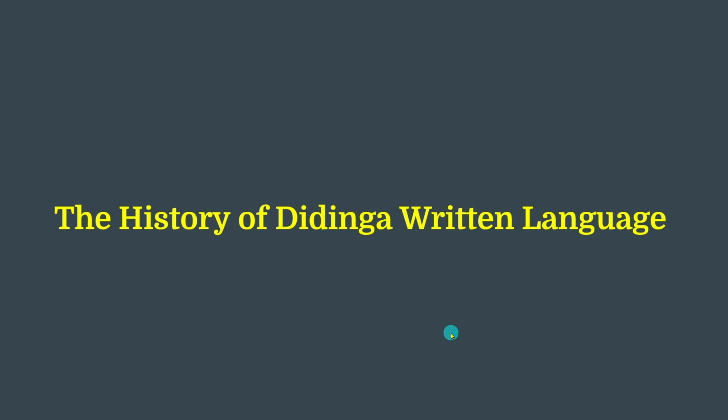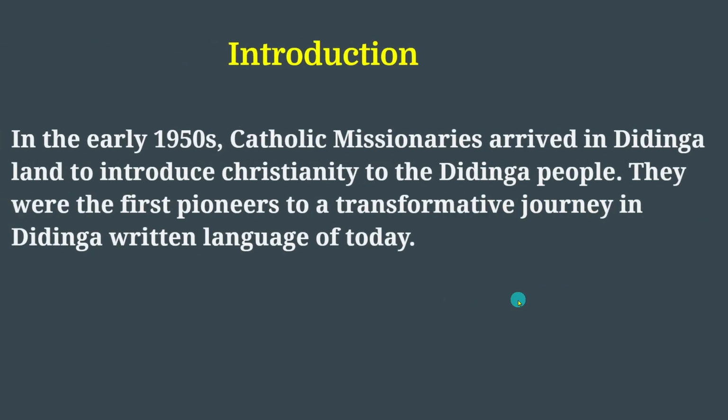Before I dive into the actual teachings of how to write the Didinga language, I want to talk about the history of the Didinga written language, how it came about to be written using the English alphabet. In this introduction, I want to let you know that the English alphabet that we use in writing the Didinga language was brought about in the 1950s by the Catholic missionaries who arrived in Didinga land to introduce Christianity to the Didinga people.